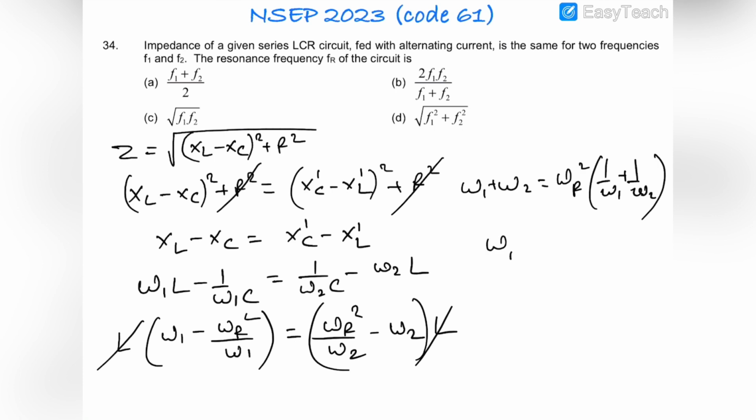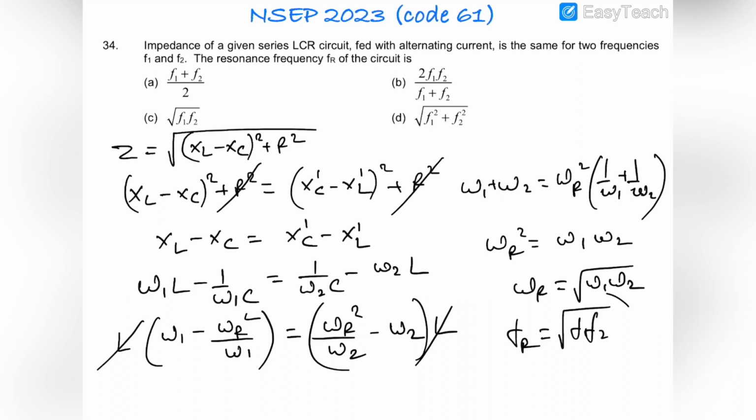So omega r whole square is equal to omega 1 omega 2. So omega r is equal to under root of omega 1 omega 2, and f resonance is under root of f1 f2. So the correct answer is C. Now we move on to the next question.